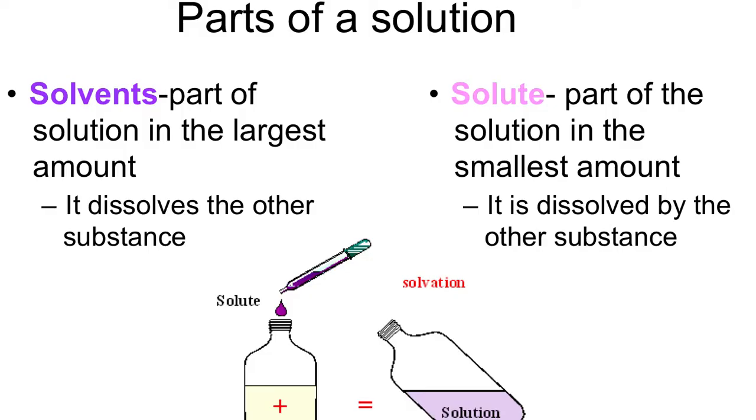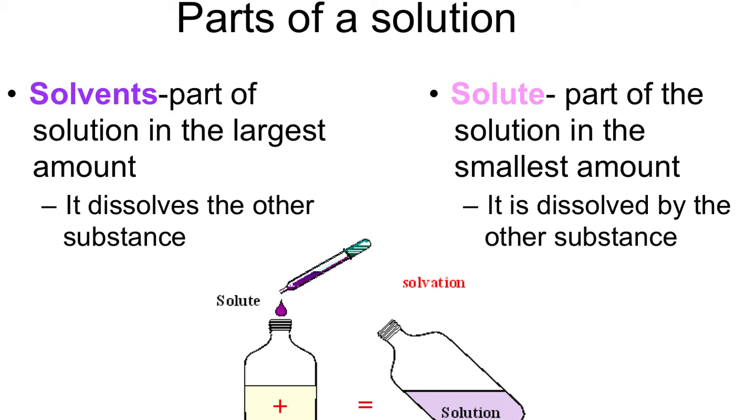So technically there are two parts of a solution. You have a solvent and a solute. A solvent is the part of the solution that's in the highest amount. It is the thing that dissolves the other substance, okay? And a solute is the part of the solution in the smallest amount. It is the thing that is getting dissolved.